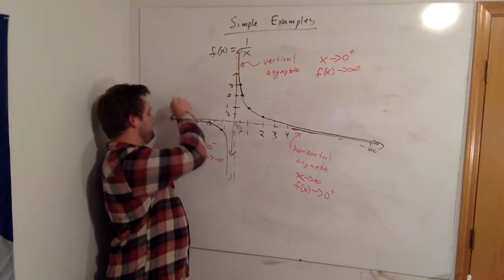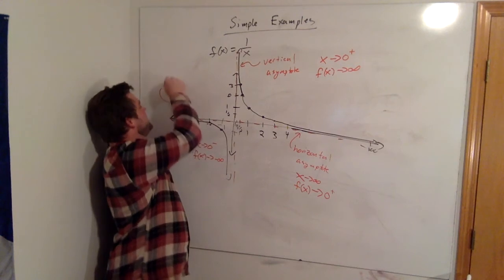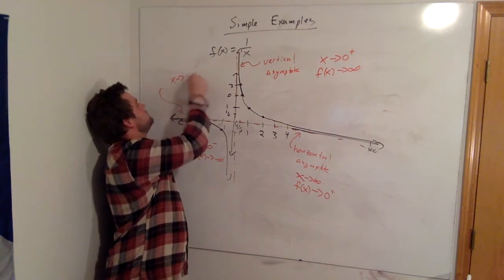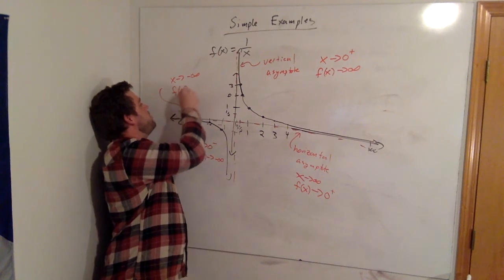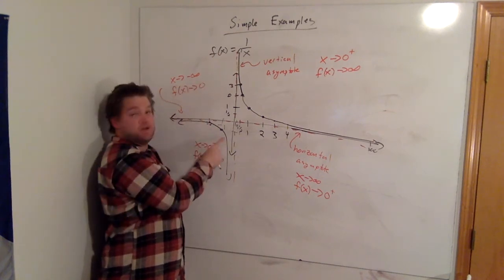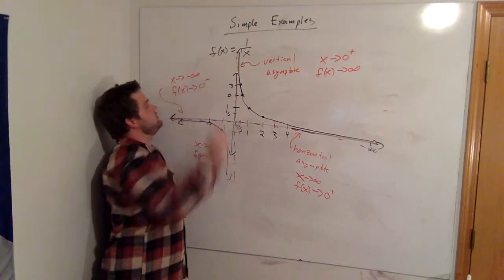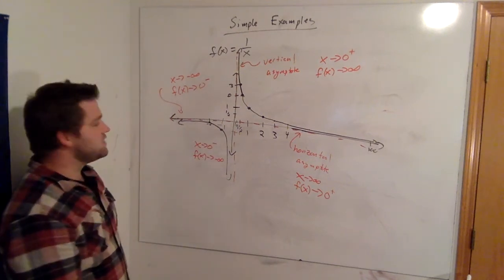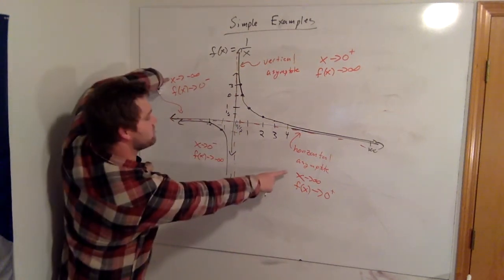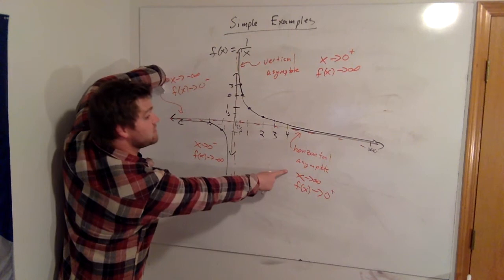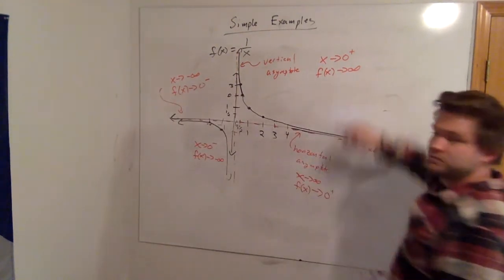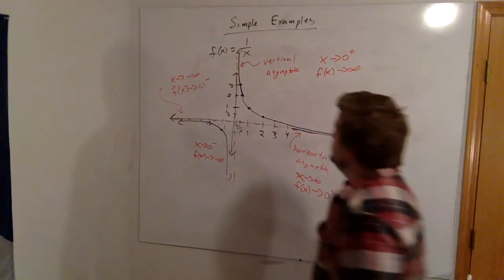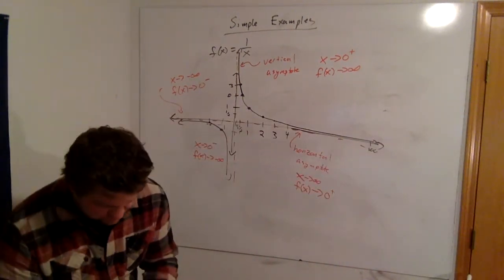Similarly over here, I could say as x is getting closer to negative infinity, the outputs of my function are getting closer to 0, but they're getting closer to 0 from the negative side. So that's some language here. This language here is describing the horizontal asymptote. This language here is describing this vertical asymptote. So this is the graph of 1 over x.